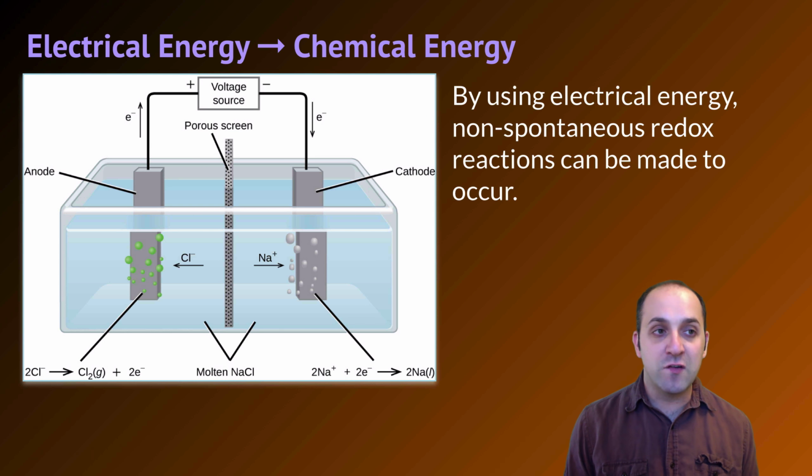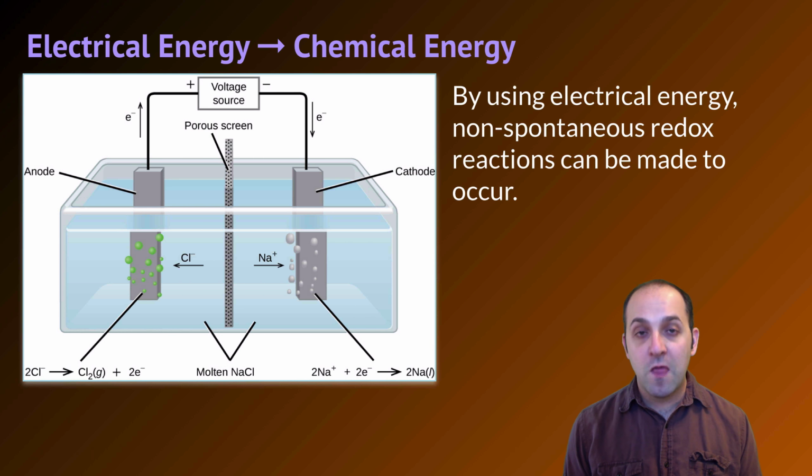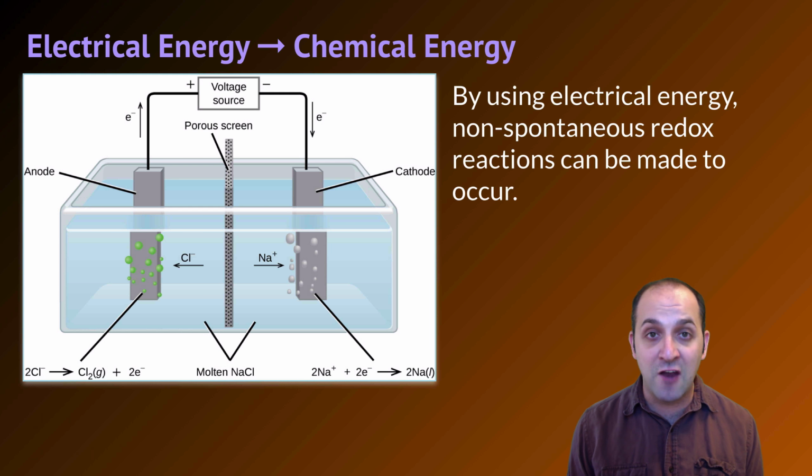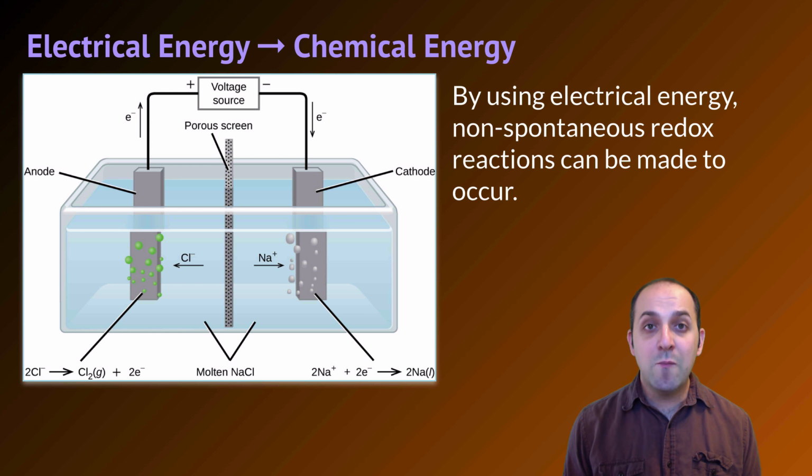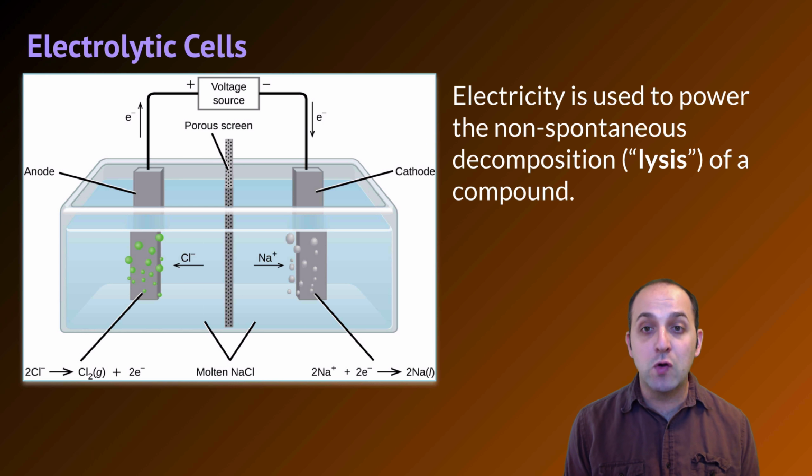Non-spontaneous electrochemistry is going to take electrical energy and convert that into chemical energy. This is going to allow us to make redox reactions that don't happen without an input of energy occur in a non-spontaneous electrochemical setup. The most common version of this is what's called an electrolytic cell. In an electrolytic cell, we're going to use electricity to provide the energy necessary to cause a substance to decompose that would not decompose spontaneously.